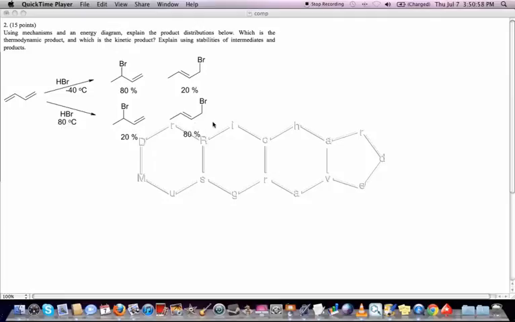What we're going to do is use the explanation of thermodynamics and kinetics to explain why we get these different distributions of products at different temperatures. Well, the first thing we want to do is figure out how these products get formed, because that's going to play a big role in how we explain this. So let's take a look at our first process.